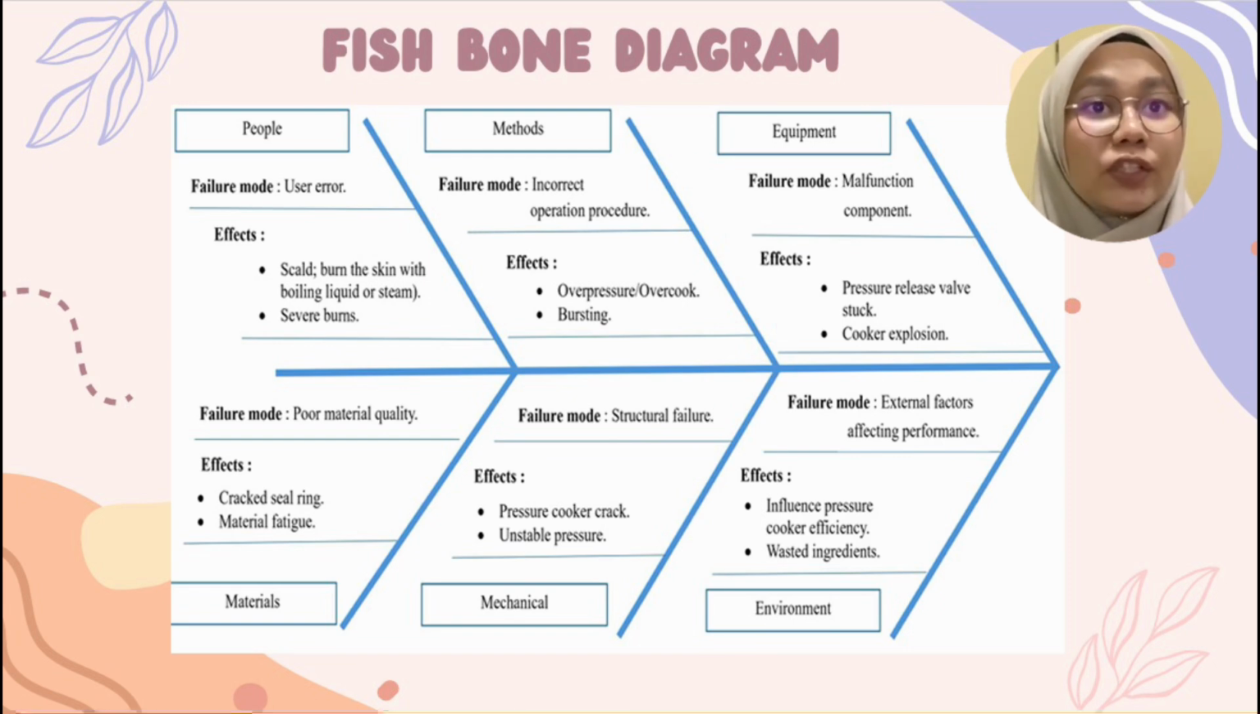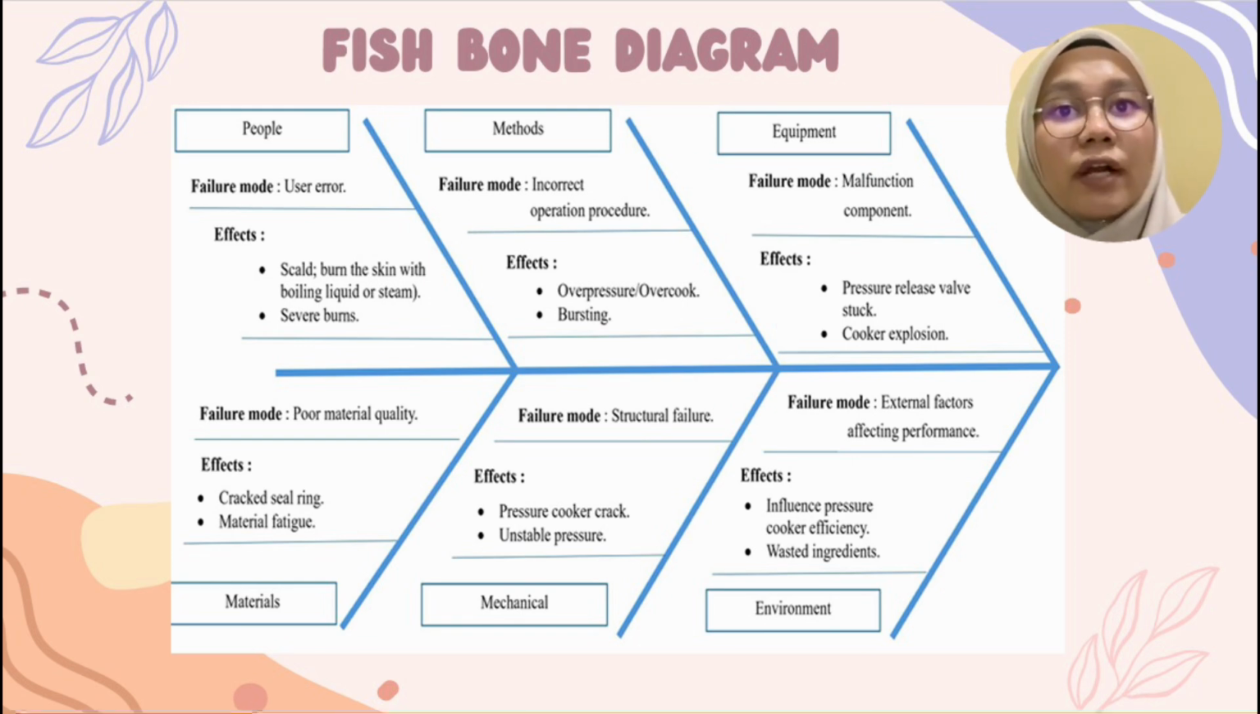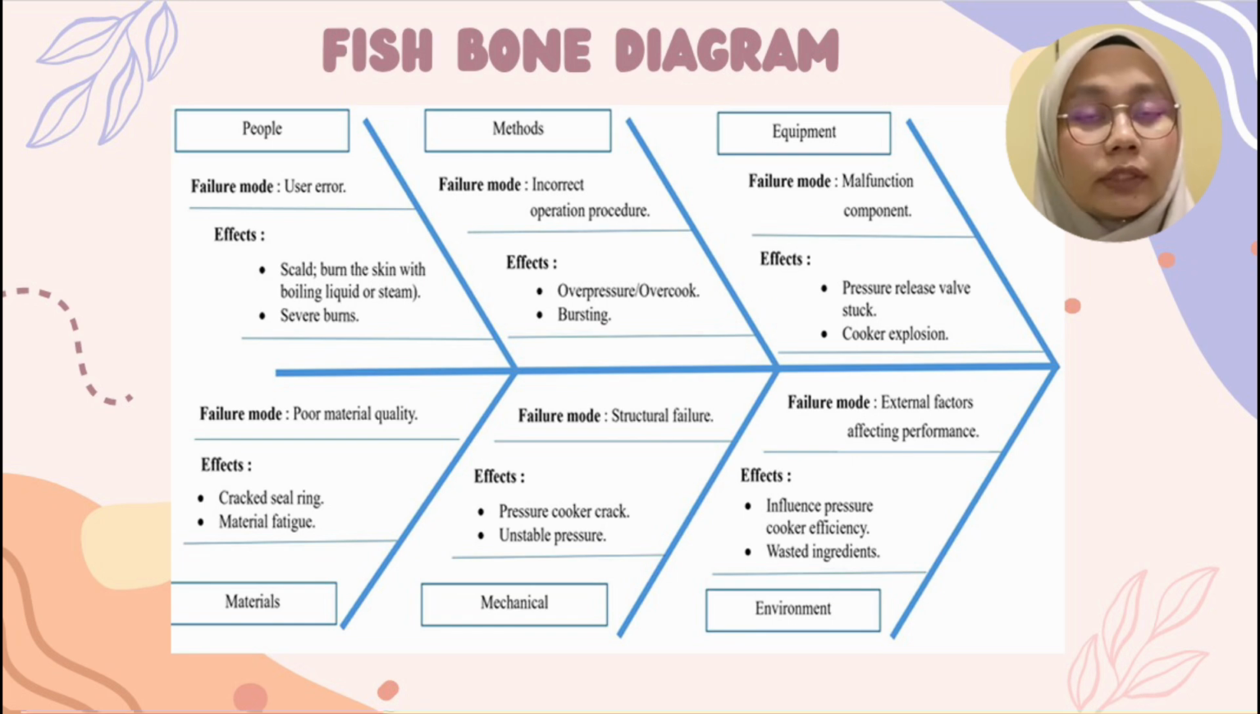And the third one is equipment. The failure mode is a malfunctioning component, which results in the pressure release valve getting stuck and cooker explosion. And the next one is materials. Materials is poor material quality, which results in cracks, seal ring damage, and material fatigue. And the fifth one is structural failure for mechanical, where the effect is the pressure cooker cracking and unstable pressure.